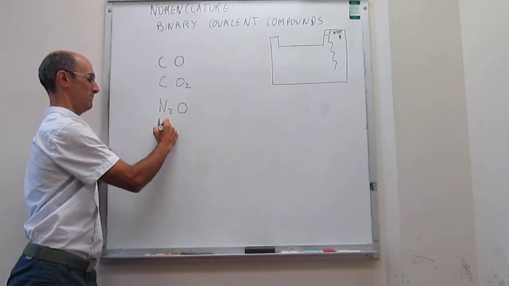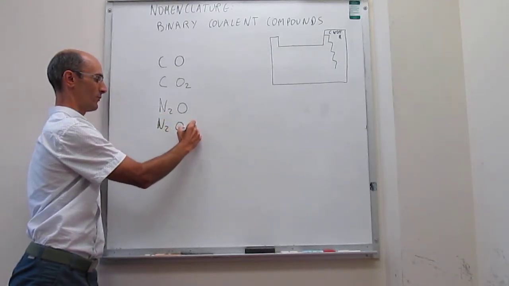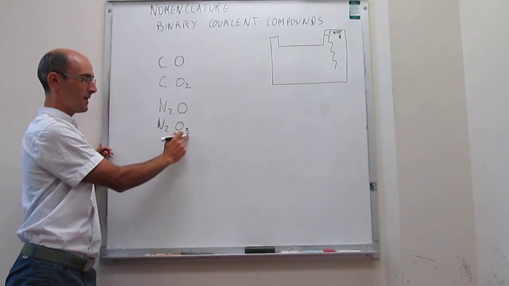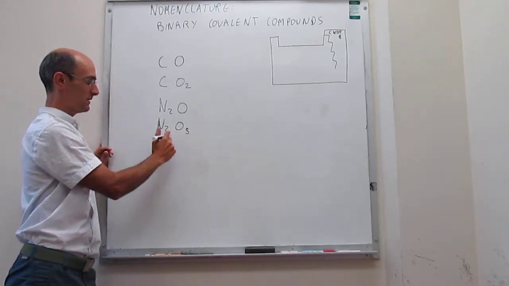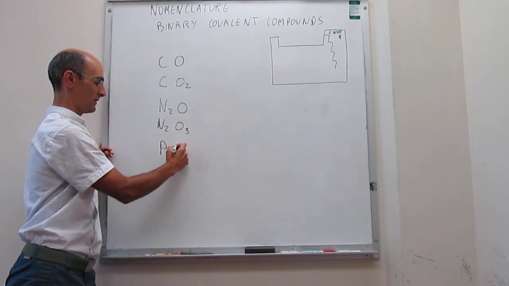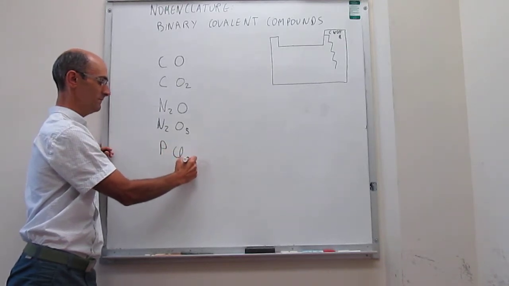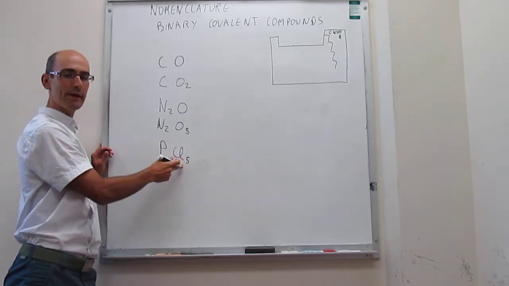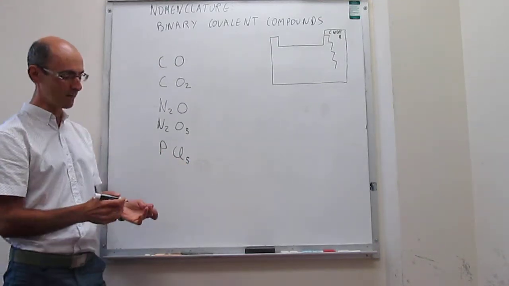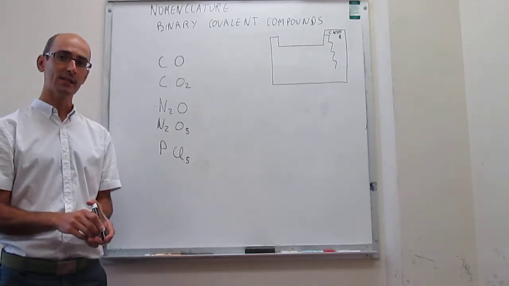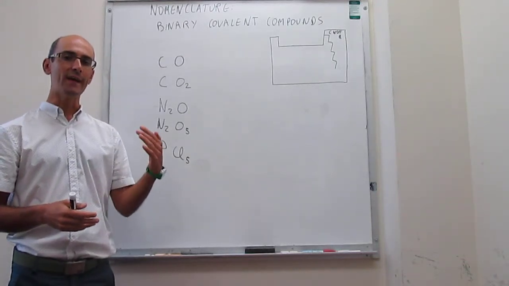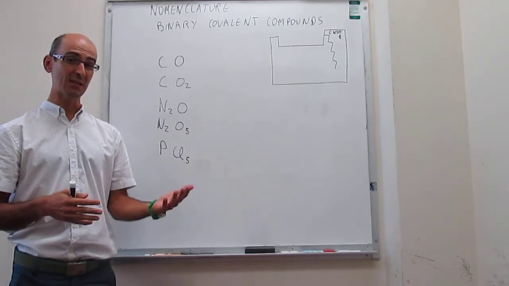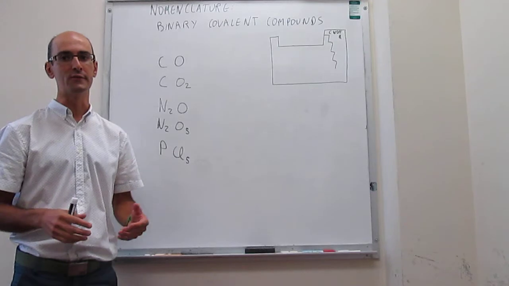Let's try to look for more examples. This will be dinitrogen pentoxide. And that will be the last example. This is going to be phosphorus pentachloride. Again, I think that this is perhaps the simplest class to name. You just have to remember to add the "ide" to the second element and then the prefixes, with the exception that we don't use mono for the first element.